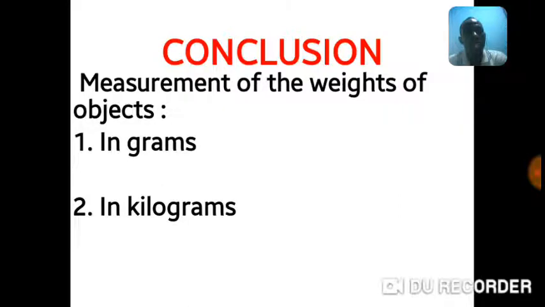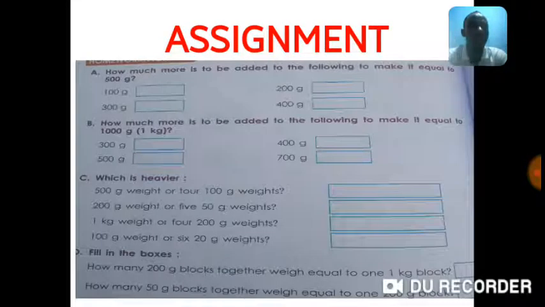How much more is to be added to the following to make it equal to 500 grams? The first one, we have 100 grams, and so how many more grams are we to add to 100 grams to attain 500 grams? We have 200 grams. How many more grams are we adding to 200 grams to get 500 grams? The same to 300 grams and 400 grams.